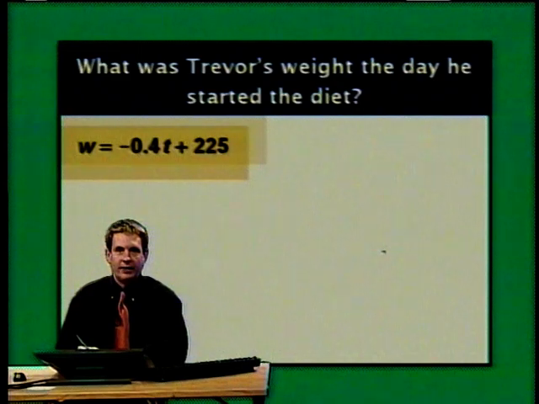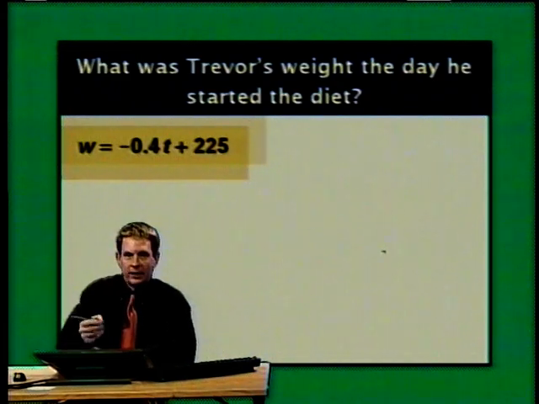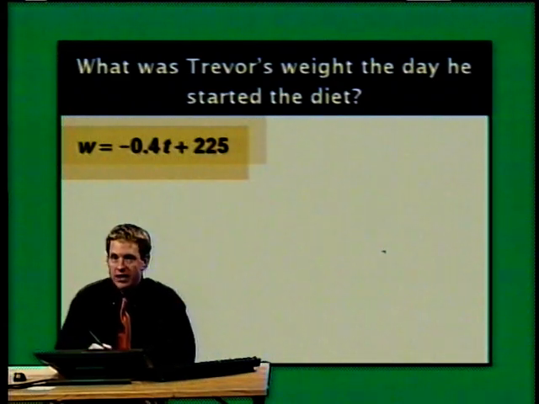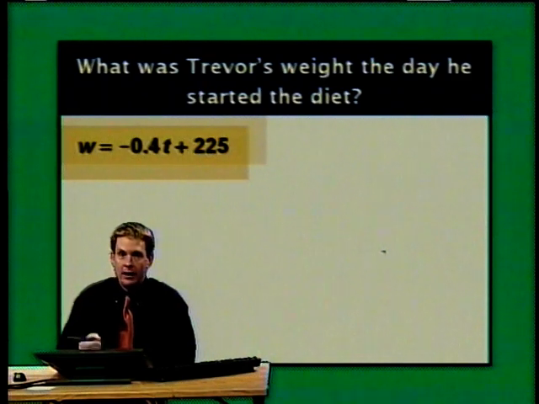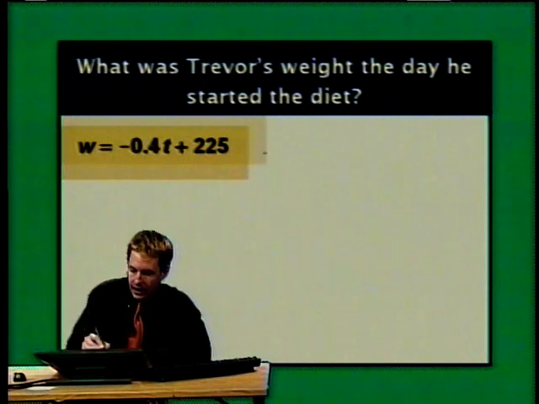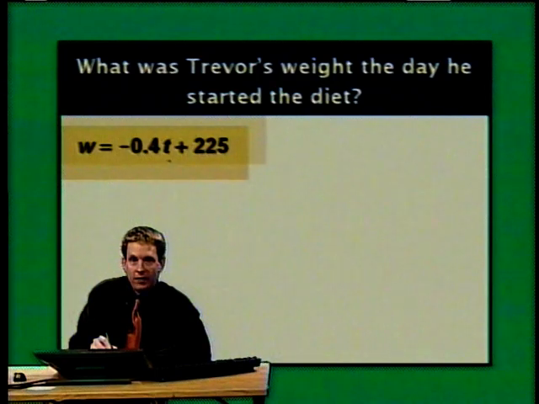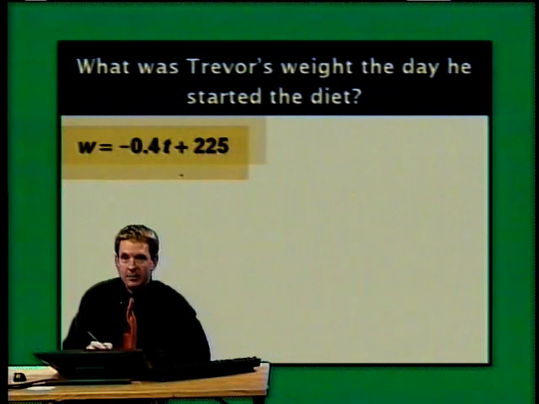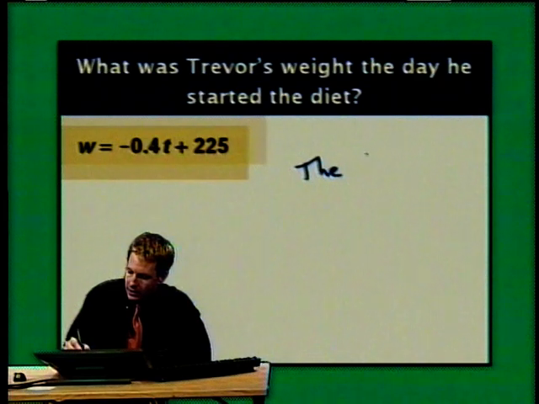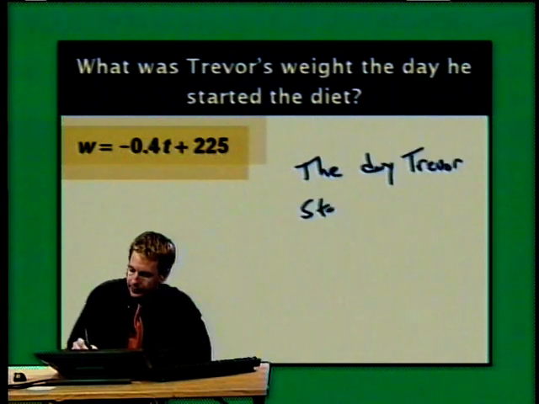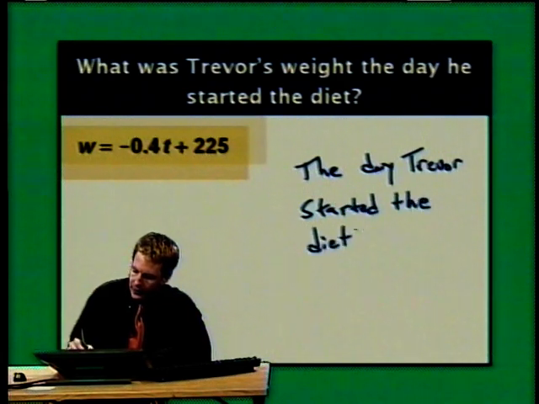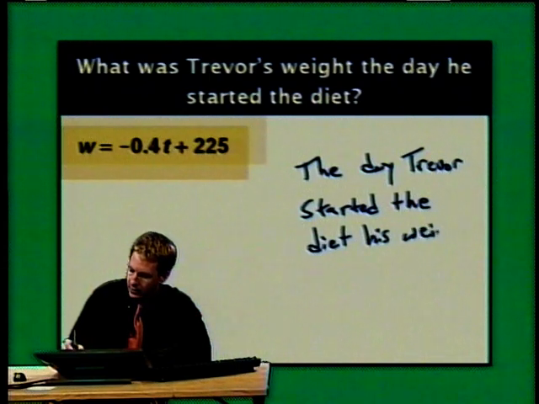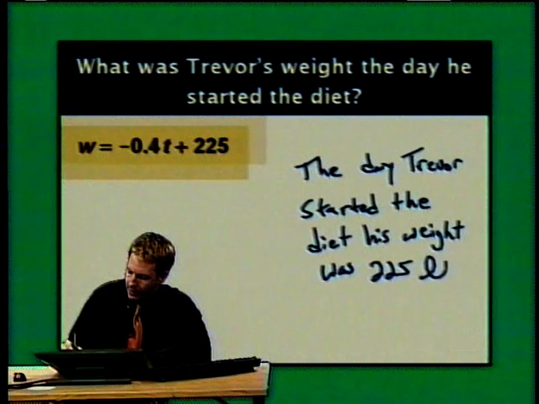What was Trevor's weight the day he started the diet? Well, the day he started the diet, the value of t was 0 because he had been on the diet for 0 days. If t is 0, I can see right from the equation that W is going to come out to be 225. The day Trevor started the diet, his weight was 225 pounds.